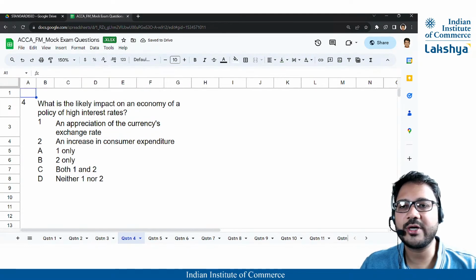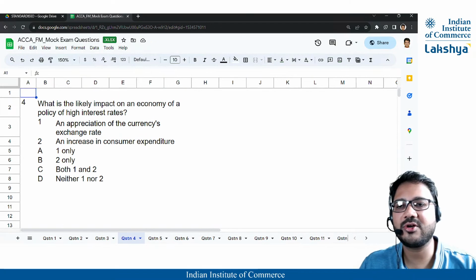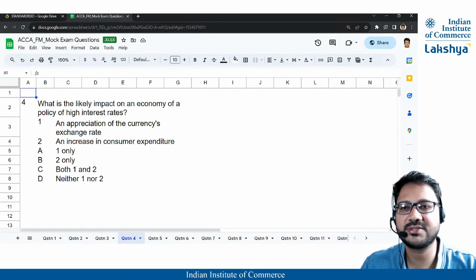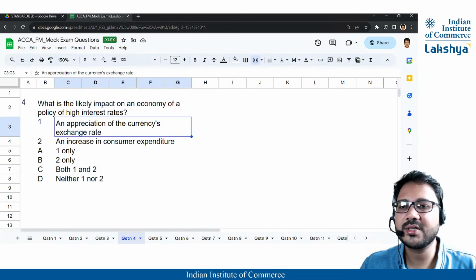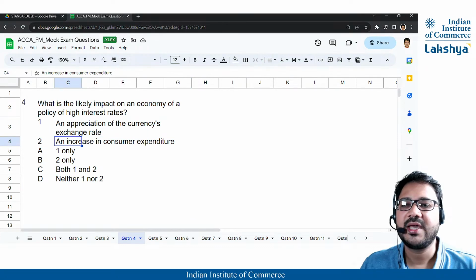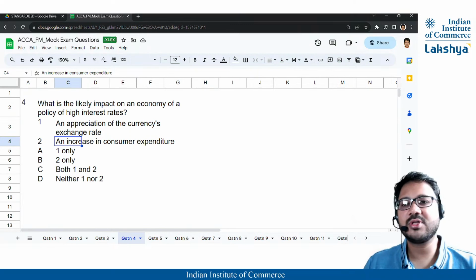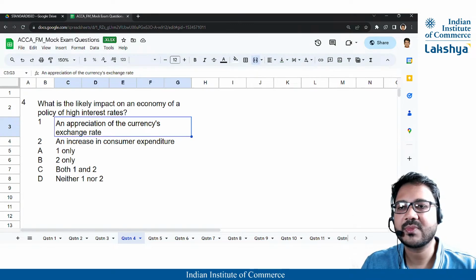Question number 4, what is the likely impact on an economy of a policy of high interest rates? Okay. Now, what is the likely impact? So when the interest rates are high, what happens? An appreciation of the currency's exchange rate and an increase in consumer expenditure. Okay, likely impact of high interest rates. So if you see this, an appreciation in the currency's exchange rate.